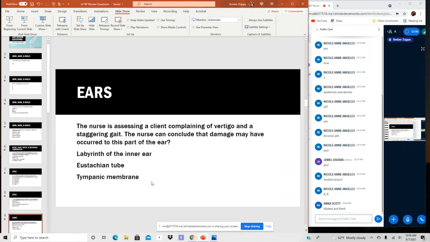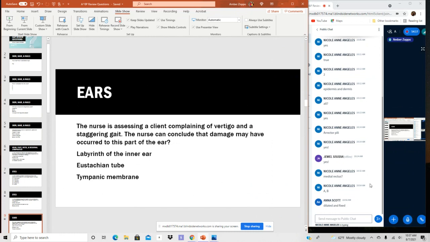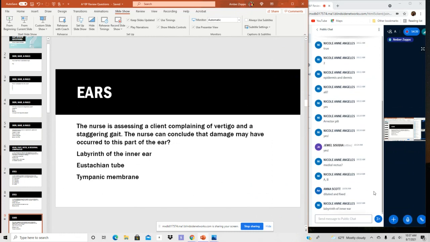The nurse is assessing a client complaining of vertigo and a staggering gait. The nurse can conclude that damage may have occurred to this part of the ear. Is it the labyrinth of the inner ear, the eustachian tube, or the tympanic membrane? What do you guys think? Labyrinth, right? The labyrinth of the inner ear is responsible for our equilibrium. So when there's damage to the labyrinth of the inner ear, you might find patients complaining of vertigo or dizziness, and they might have a staggering gait. Good.